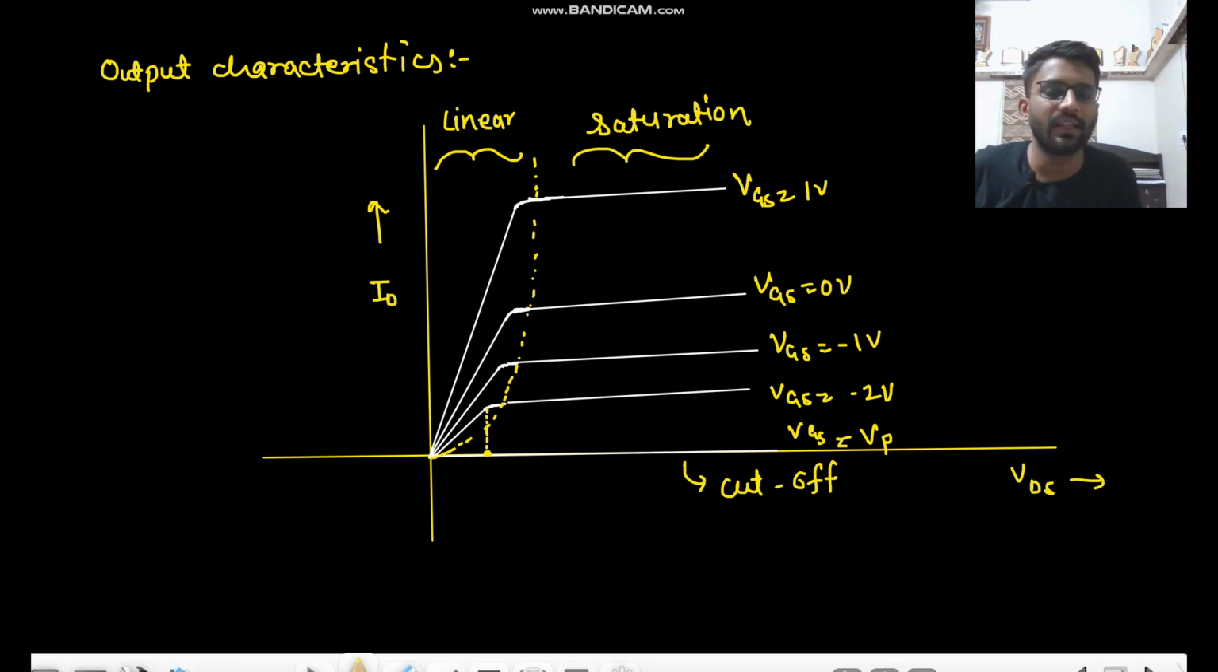Okay, so this is the complete characteristics, and since the current is increasing, the saturation point will be more. If this is VA, this is VB, this is VC, and this is VD, then VD will be greater than VC, which will be greater than VB, which will be greater than VA. If the current is more, the saturation point will be more. So this region is called the linear region, and this region is called the saturation region.